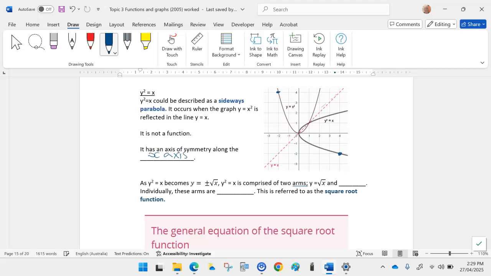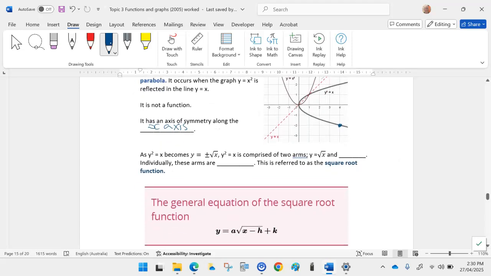Know what I mean? There's the x-axis, and the portion above the x-axis looks exactly like the portion below the x-axis. We say it's a line of symmetry. Anyway, it's got a line of symmetry along the x-axis. That is, y squared is equal to x is sometimes referred to as a sideways parabola. It has an axis of symmetry along the x-axis.